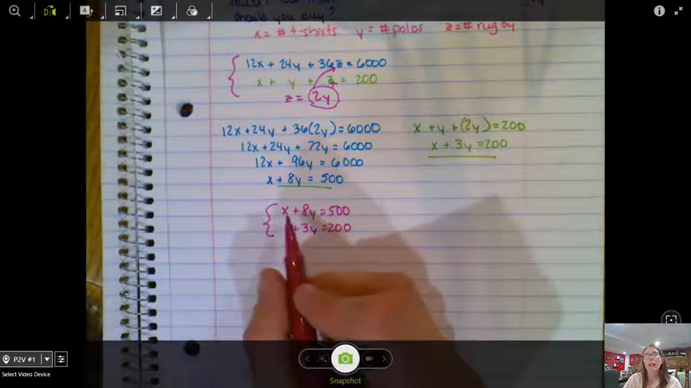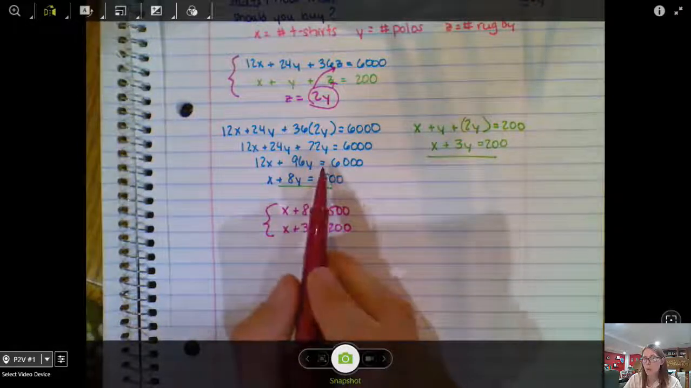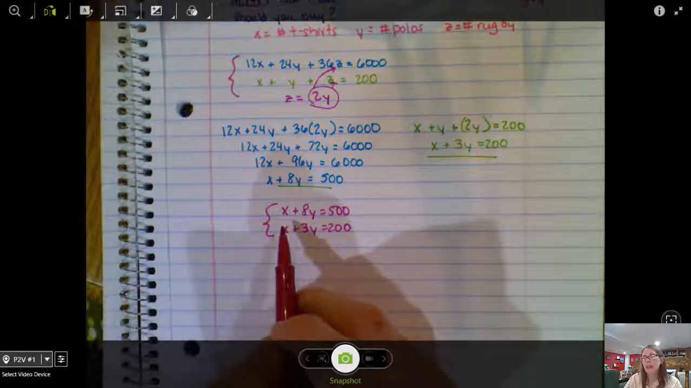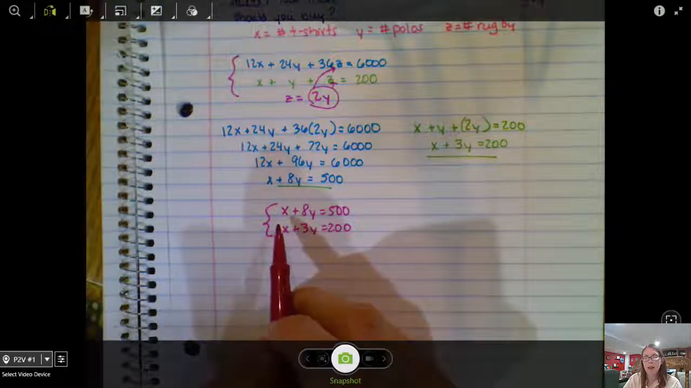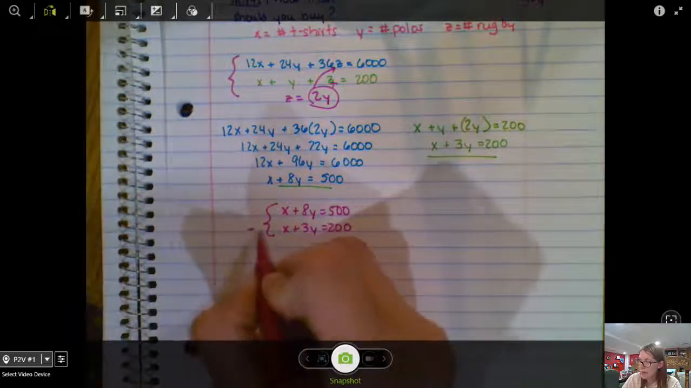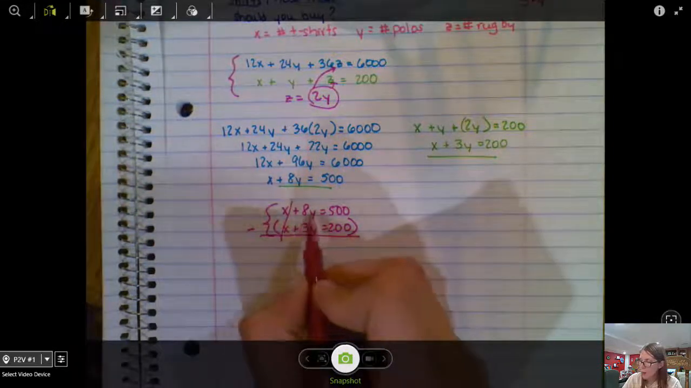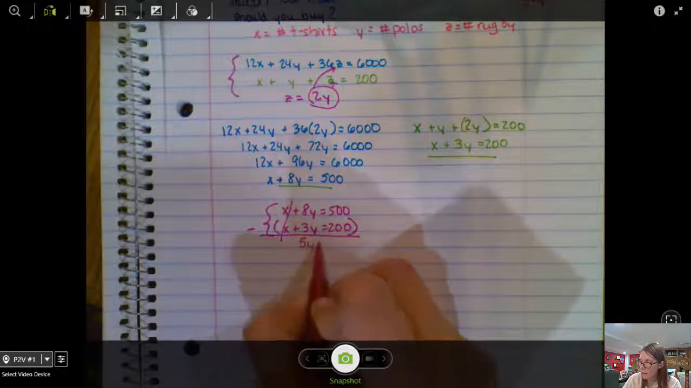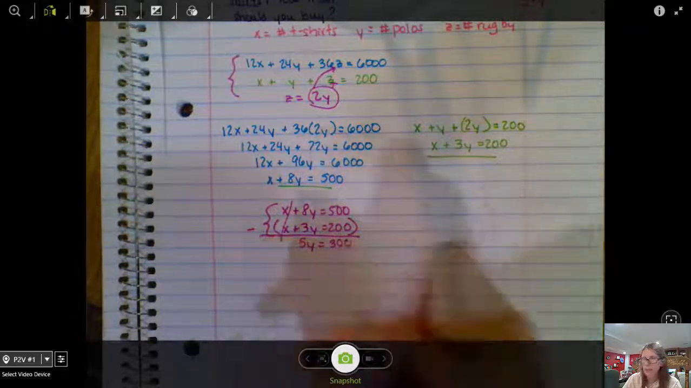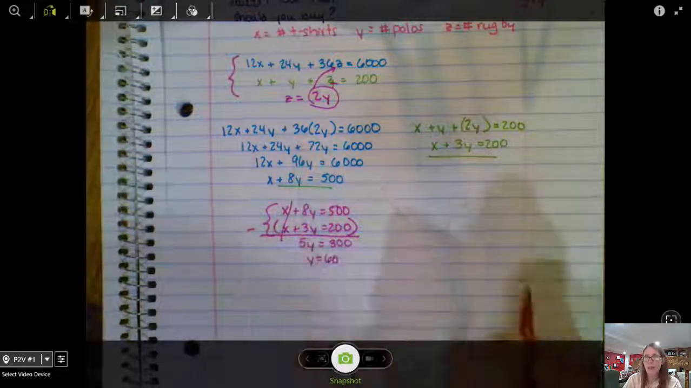And the fact that we took this 12x plus 96y equals 6,000 and divided both sides by 12 is really helpful here because now I have an x in both equations, and these are going to be able to eliminate very nicely. x and x, I have the same coefficient. To get these guys to cancel, I have to subtract my equation straight down. x minus x cancels. 8y minus 3y is 5y. And then 500 minus 200 is 300. Divide both sides by 5. We get y equals 60.